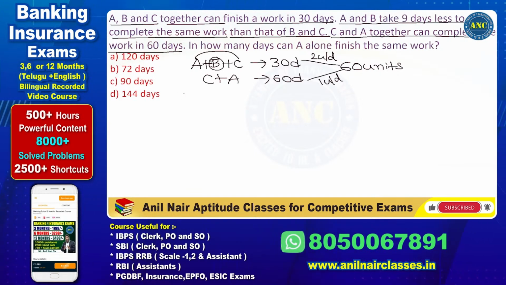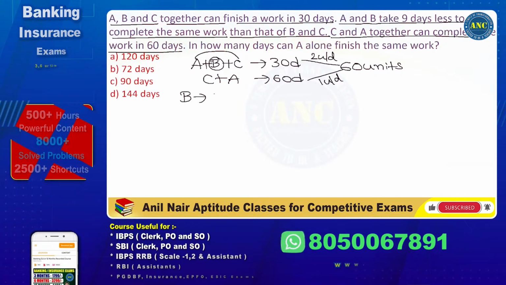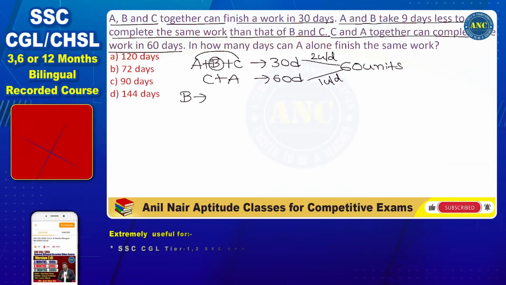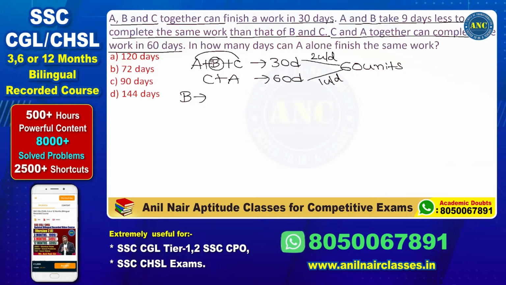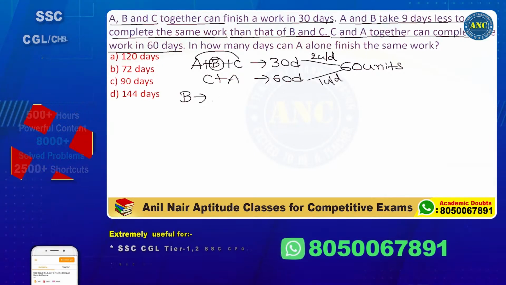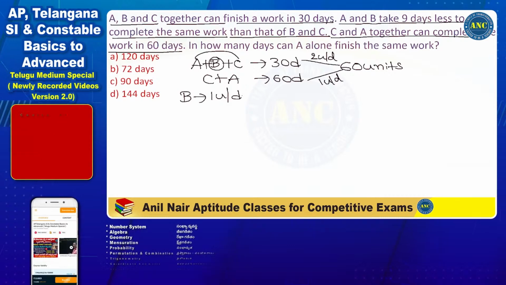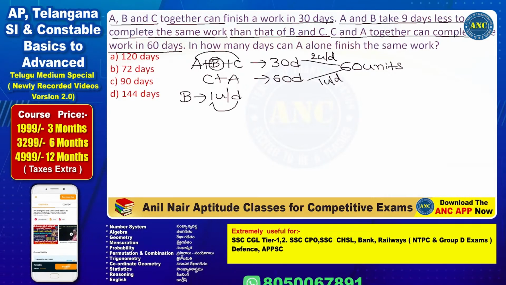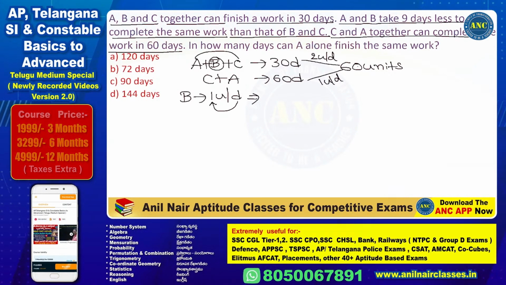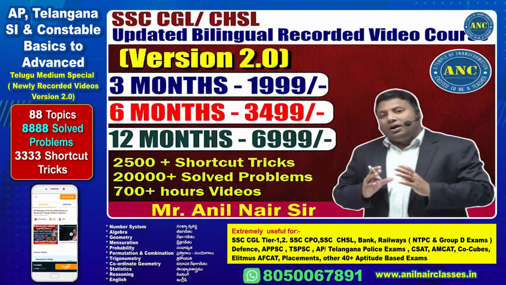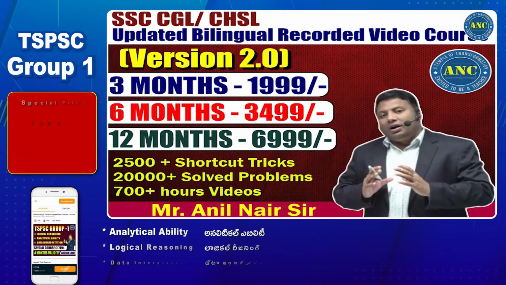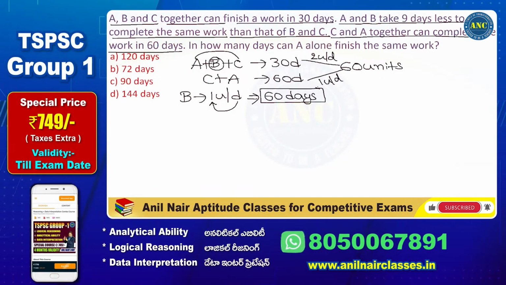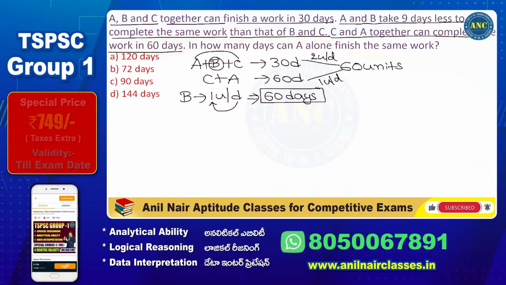So that means B will be how much? B will be remaining 1 unit per day. Right? A and C is how much? Yes, it is 1 unit per day. So A plus C is 1. B will also be 1 because the total is 2 here. So B will be 1 unit per day. 1 unit per day means in 1 day B can distribute 1 chocolate. But there are totally 60 chocolates. So if B is working alone, B will be taking 60 days to complete the task, right?